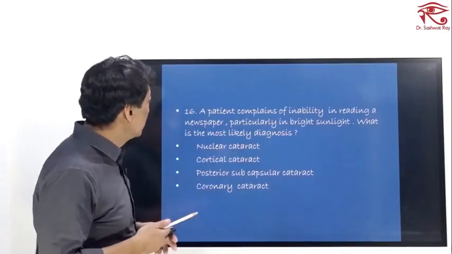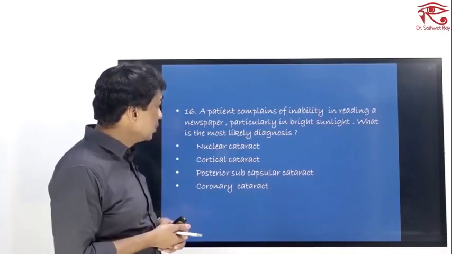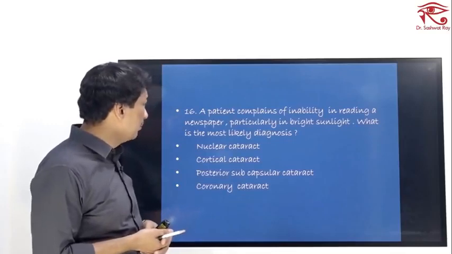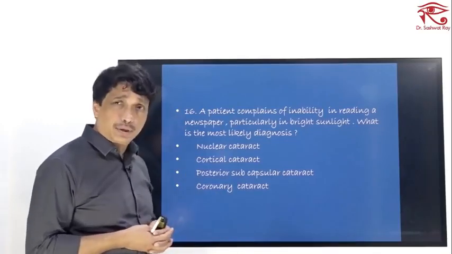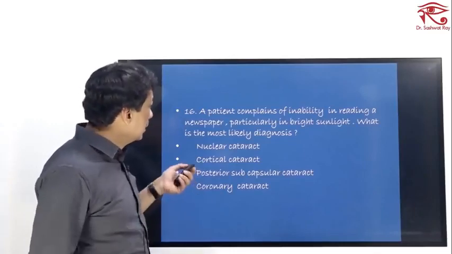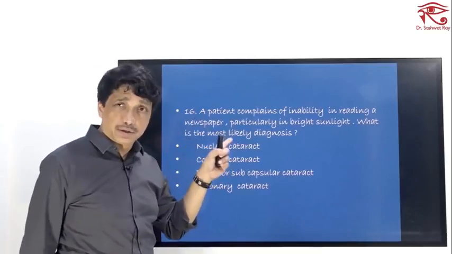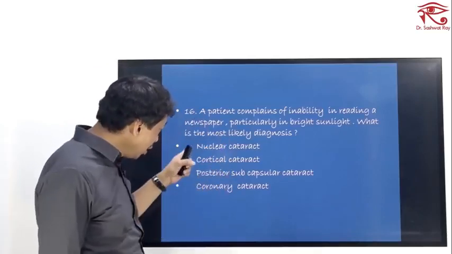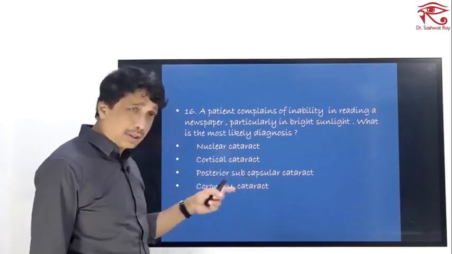The next question is question number 16, which asks that a patient complains of inability to read a newspaper, particularly in bright sunlight. What is the most likely diagnosis? Okay, so let's look at that. The patient has inability reading a newspaper, so near vision is affected. The choices offered are all cataracts: nuclear, cortical, posterior subcapsular, and coronary cataracts.